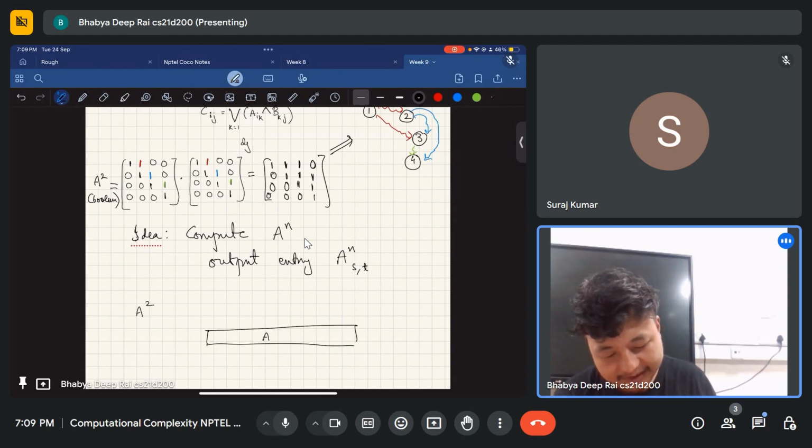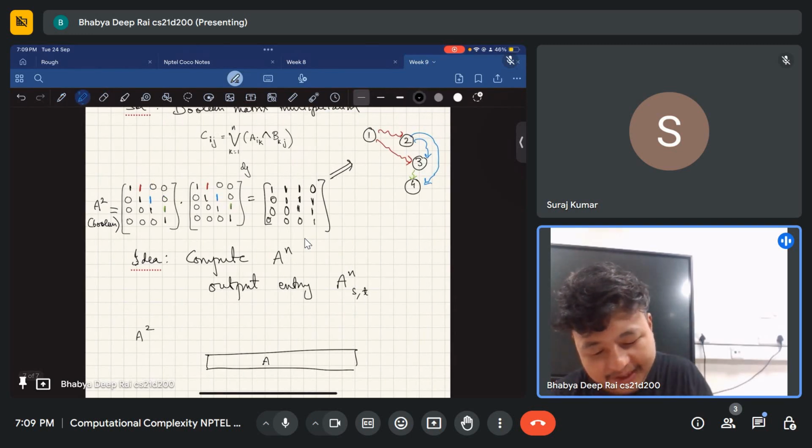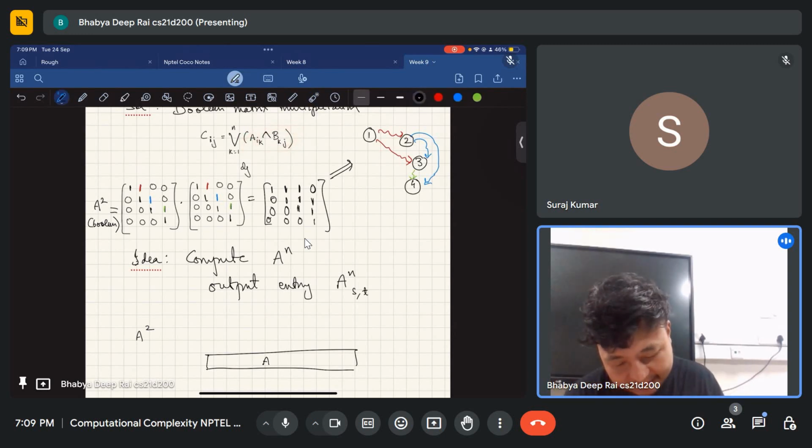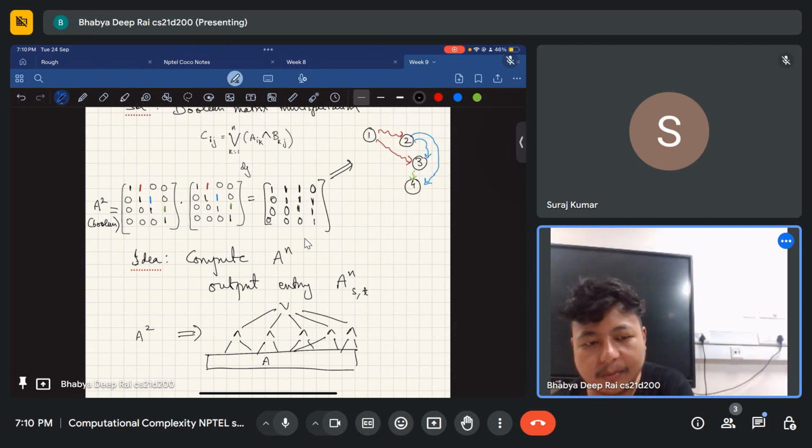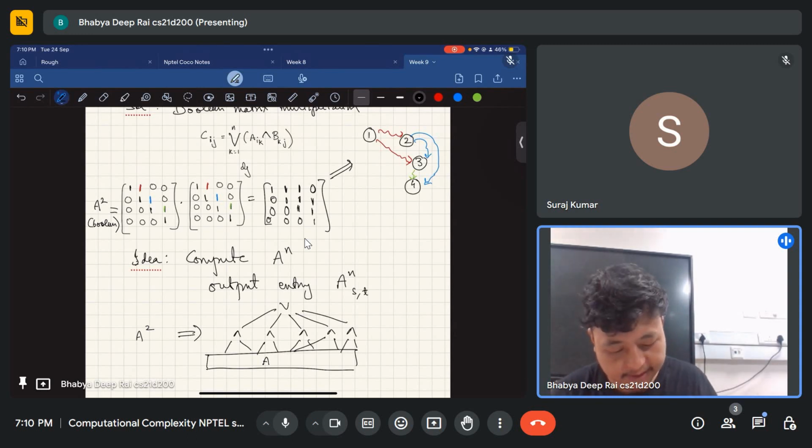Okay, and then first I do AND across two pairs. Okay, AND across A_ik, A_kj, and so on. There may be some AND gates that are shared, and then I do an OR. So A square is computed by this. Okay, so you have this.